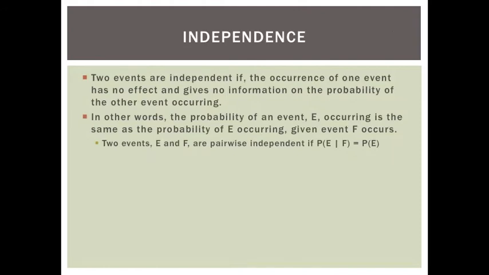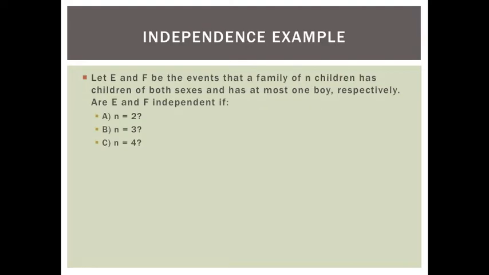Let's talk about independence. Two events are independent if the occurrence of one event has no effect and gives no information on the probability of the other event occurring. In other words, the probability of an event E occurring is the same as the probability of E occurring given event F occurs. Two events, E and F, are independent if the probability of E and F equals P of E times P of F.